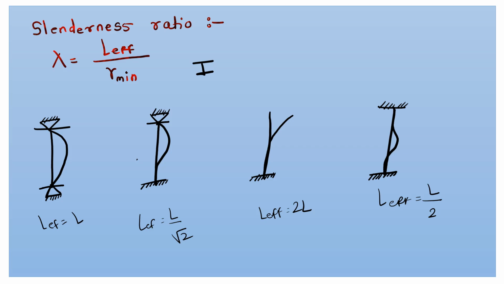And then slenderness ratio. Slenderness ratio is denoted by lambda. Lambda is equal to L effective divided by R minimum. L effective is effective length. R minimum is radius of gyration. The radius of gyration is found by the formula square root of I by A. Slenderness ratio depends upon the effective length. If effective length is maximum, then slenderness ratio is maximum. If radius of gyration is minimum, then slenderness ratio is maximum.